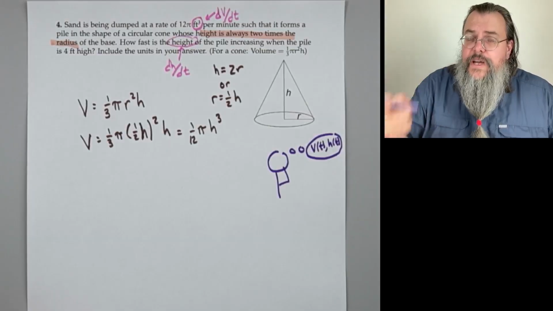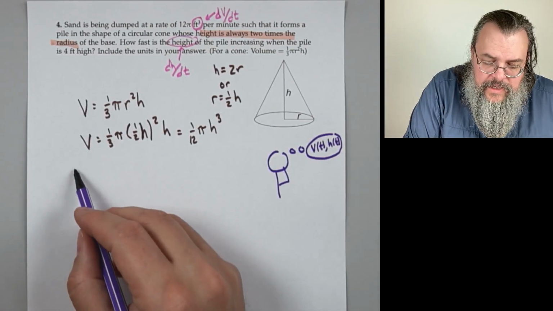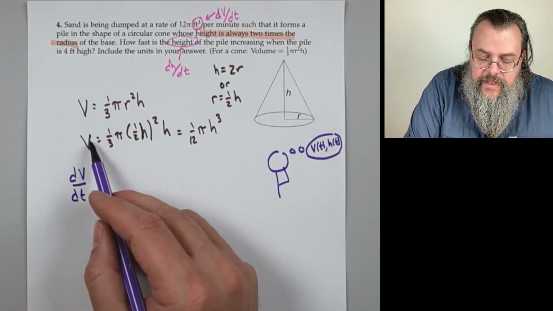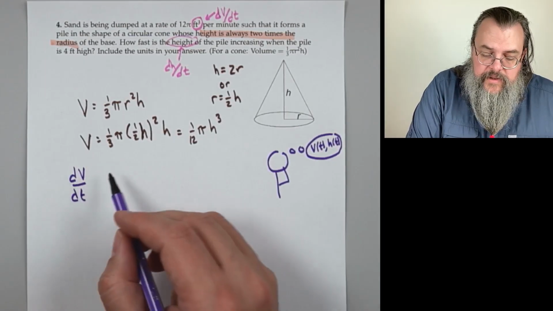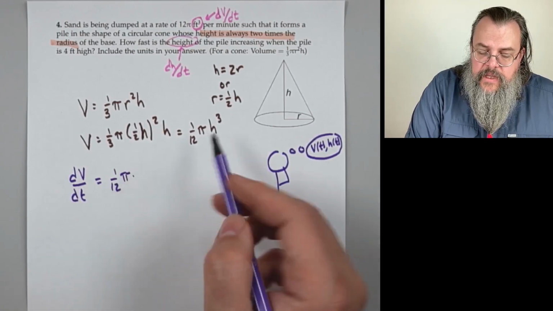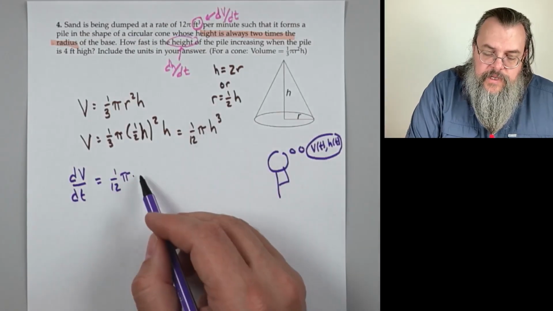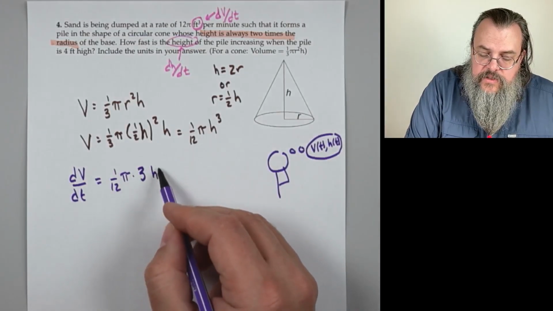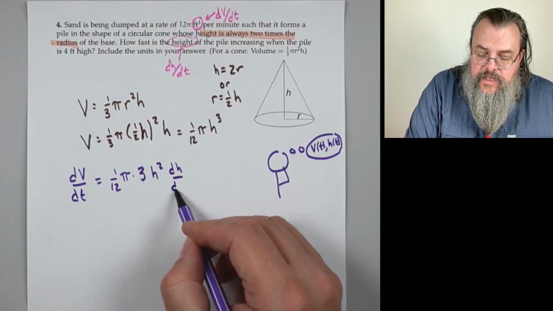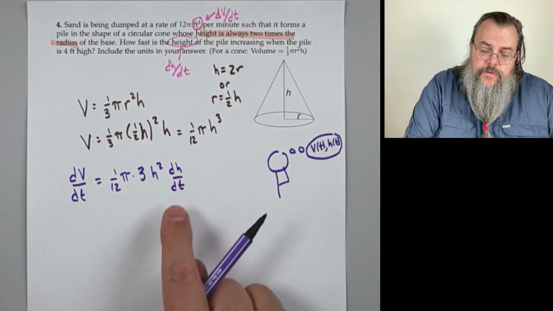So we're going to take the derivative of everything with respect to time. According to this, dV/dt, the derivative of the left-hand side with respect to t, equals the constant 1/12 pi times the derivative of h cubed. Well, chain rule: 3 comes down, h squared times the derivative of the inside, dh/dt. Okay, good. So now we can solve.